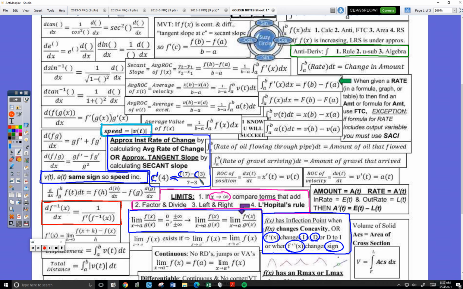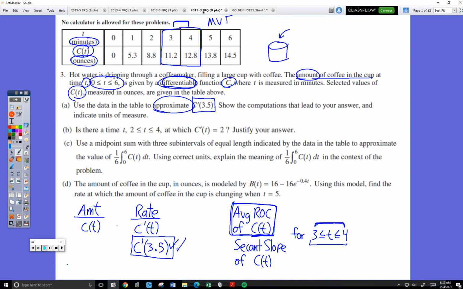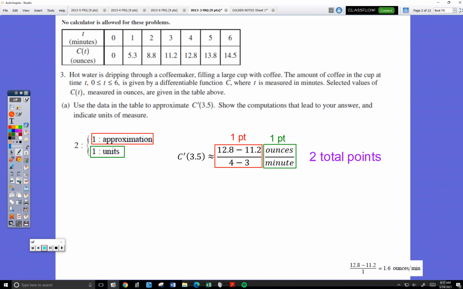We go back over here to show the results of the work. Here I am. This is the average rate of change of C. I'm saying that C prime of 3.5, using the idea of the mean value theorem here, is approximately equal to C of 4 minus C of 3, divided by 4 minus 3.